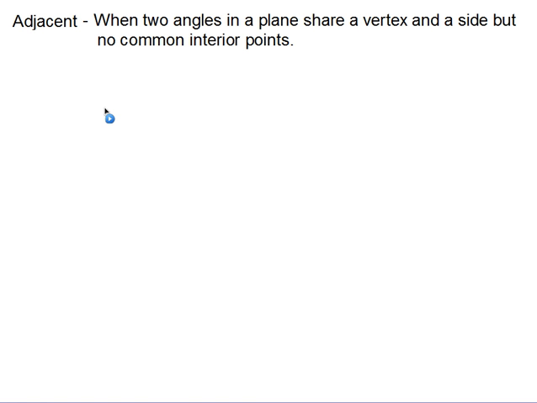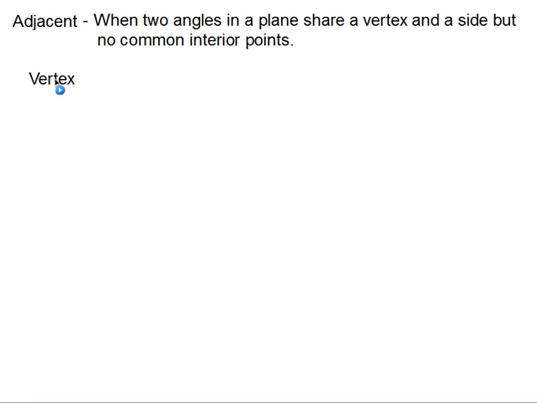Alright, so welcome back for Angle Relationships Day 2. So we're going to go ahead and get into this. First term we're going to talk about is adjacent. Adjacent means when two angles in a plane share a vertex and a side but have no common interior points.